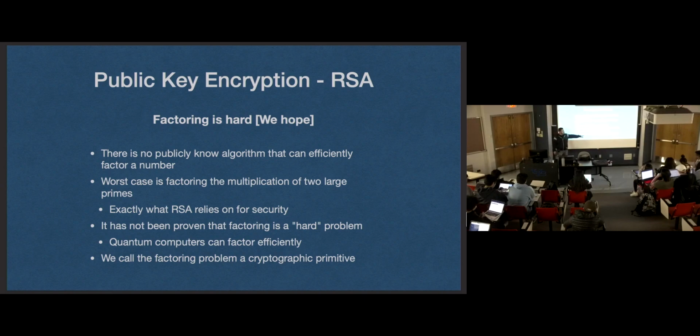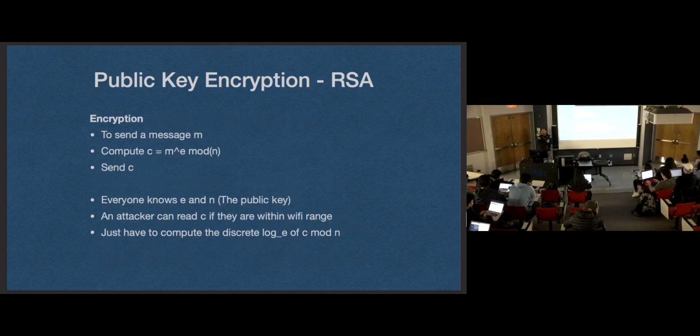And we call this a cryptographic primitive. If you can prove that breaking your crypto system is equivalent to solving a cryptographic primitive efficiently, we call that a pretty good crypto system. If factoring's broken someday, then the whole thing falls apart. But until then, if you can prove that breaking your system is like factoring, then you're looking pretty good.